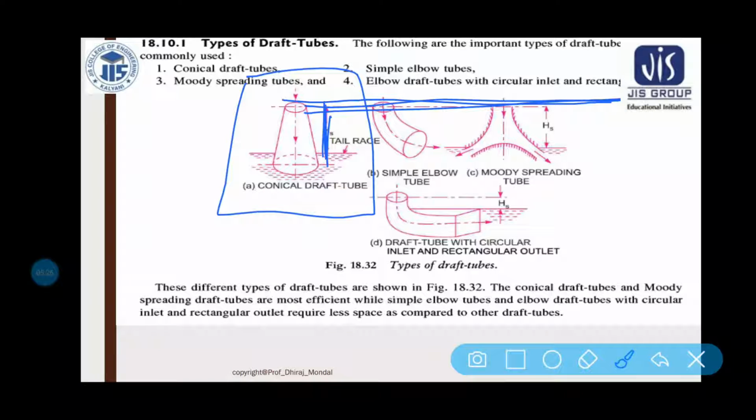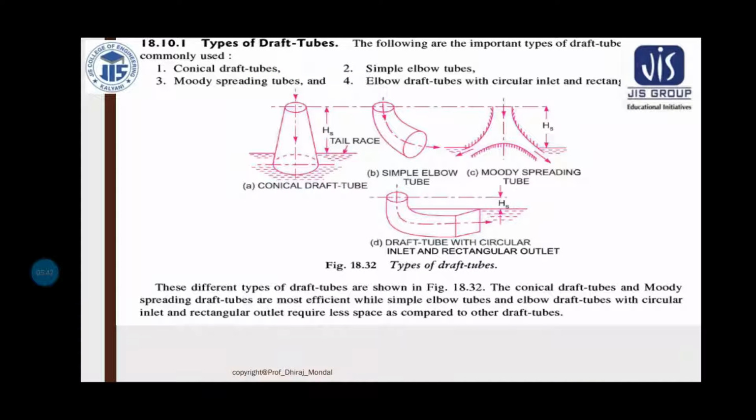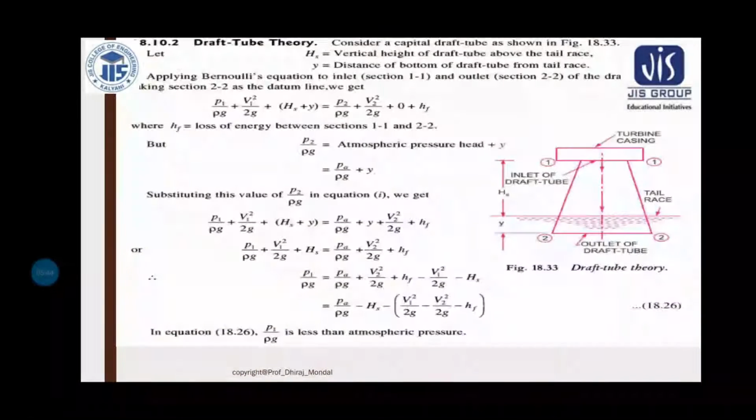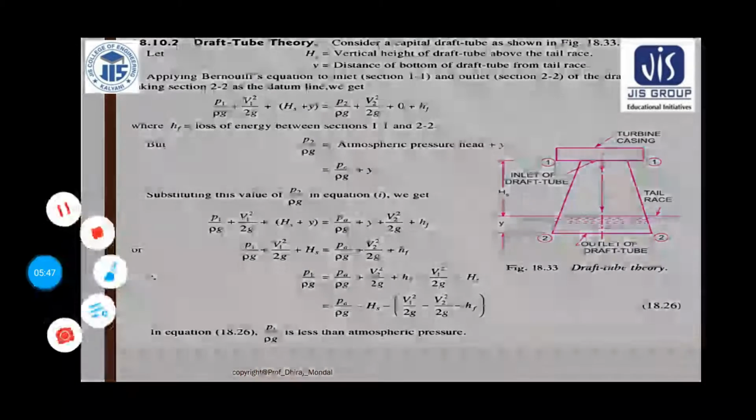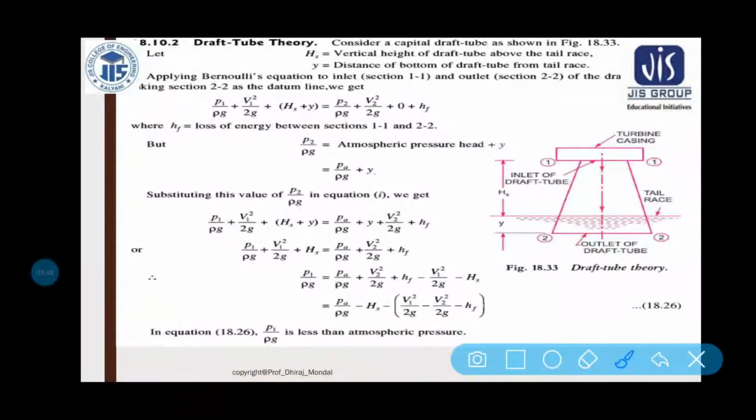So this much HS is the static head, this much head is developed because of the draft tube, which is basically a gradually increasing area, and which is increasing the pressure head at the outlet, and as a result the water is coming out. So every time I am telling that it is increasing the pressure head at the expense of the velocity head. So is it right or wrong?